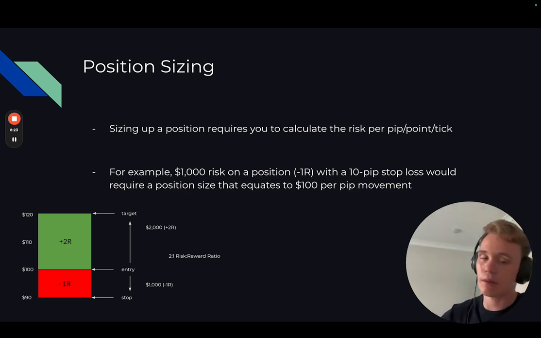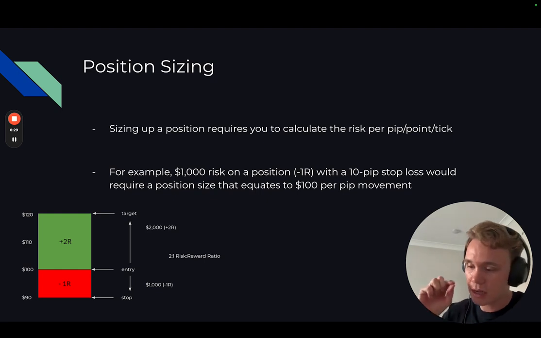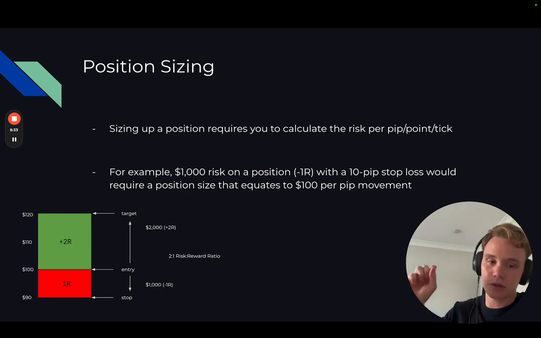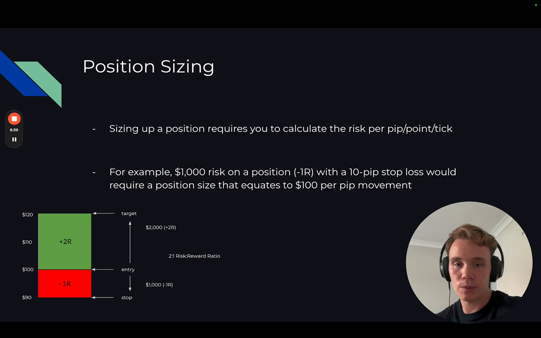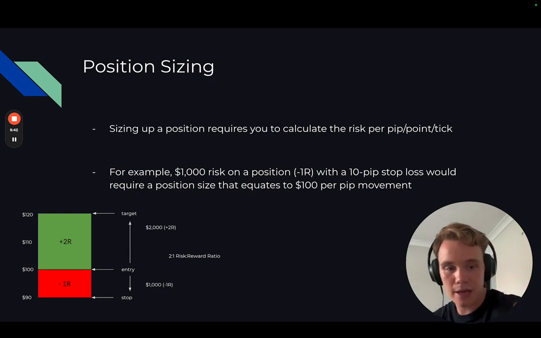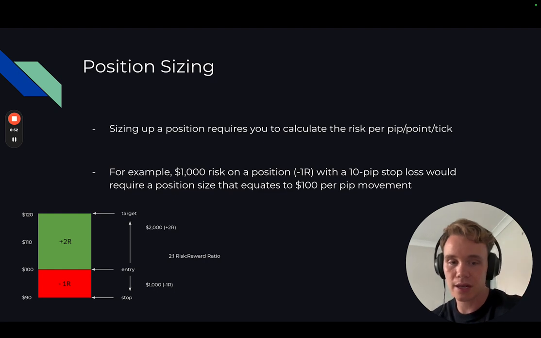If you say, for example, got a 20 pip stop on FX, you only want to lose $1,000, then you need to make sure that each pip adding up to the total of the 20 pips of the stop loss in Forex would equate to the monetary figure that we wish to risk. So it's all about calculating that price per pip, or the risk per pip movement with regards to our position sizing. So I'm not going to show exactly how to calculate that.